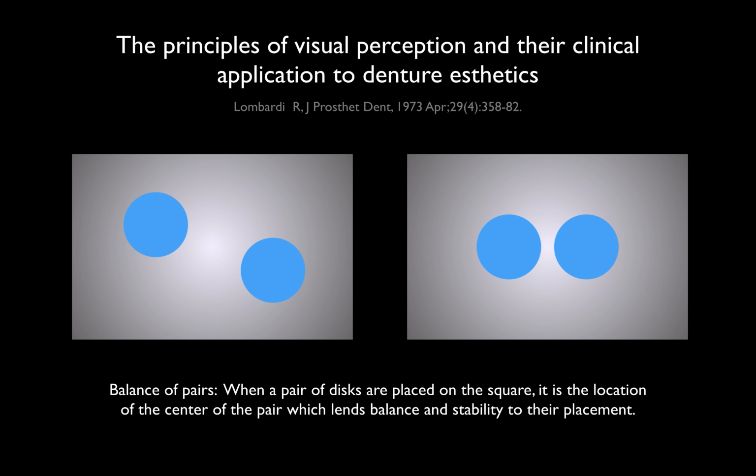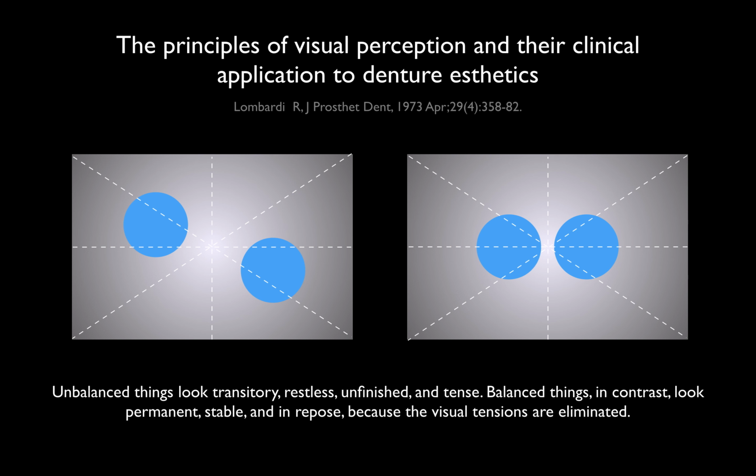Lombardi also spoke to the balance of pairs, and as an example, he used a pair of discs, and he placed them in different places on a square. And when you place the pair in the center, he noted this lends balance and stability to the way we look at it. And why is that? Well, when you look at the two discs on the left, they don't look balanced. The two discs on the right do look balanced. And the reason is the way we visually look at things.